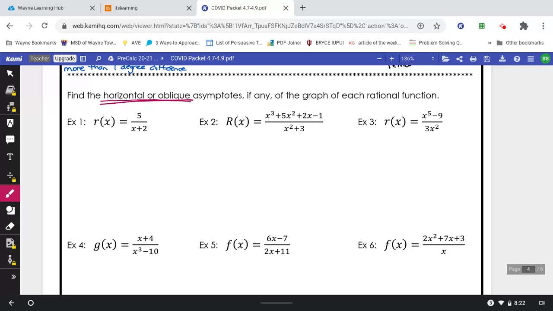in each rational function. So looking at example number 1, I need to just identify which category this falls into. At the top, I don't see any x's. That's a degree 0. At the bottom, I see x. That's a degree 1. That would be low over high. Low over high means there's a horizontal asymptote, and it's automatically y equals 0.